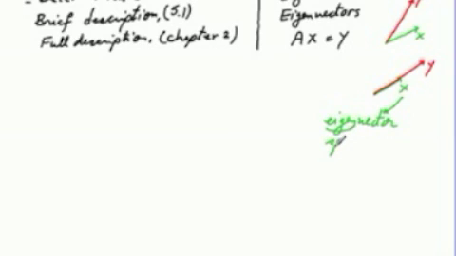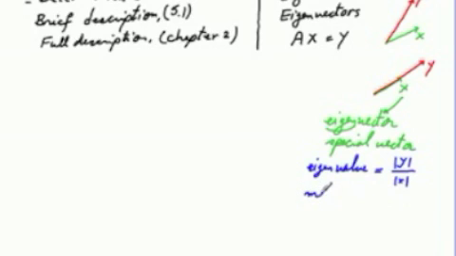Eigen means special. And the ratio by which your original vector grew or shrunk, that is in fact the ratio of the length of y to x, that is referred to as the eigenvalue. So eigenvalue is essentially the length of y over the length of x, or magnification factor if you wish.